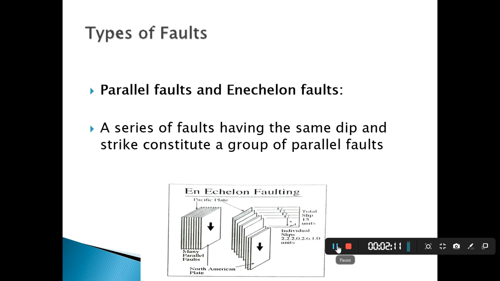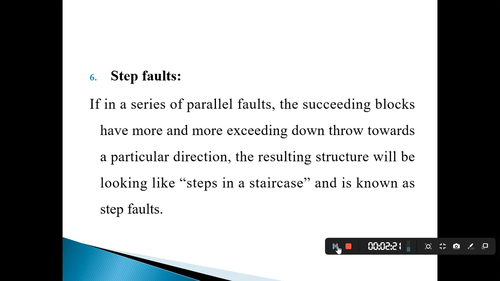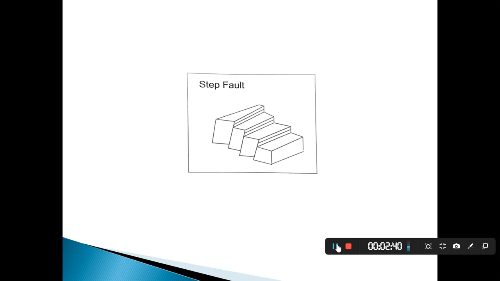Parallel faults and en echelon faults. A series of faults having the same dip and strike constitute a group of parallel faults. Step faults. If in a series of parallel faults, the succeeding blocks have moved more and more downwards towards a particular direction, the resulting structure will look like steps in a staircase and is known as step fault.